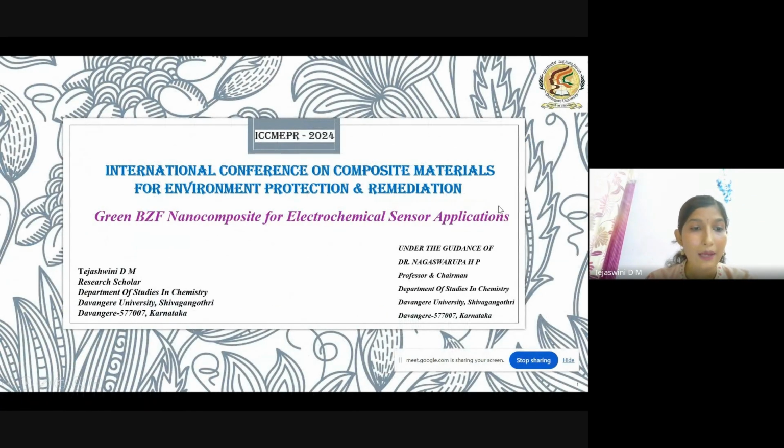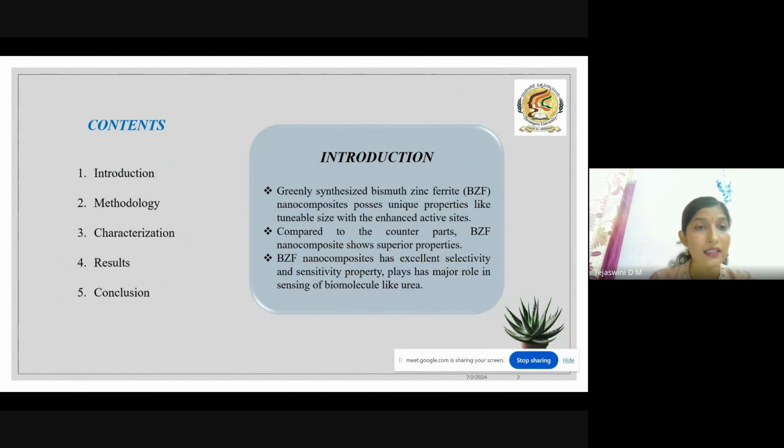Good evening, everyone. I'm Tejashwini D M, research scholar, working under the supervision of Dr. Nagaswarupa HP, Professor and Chairman, Department of Studies in Chemistry, Davangere University, Davangere. Today, I'm here to present my work entitled Green BZF Nanocomposites for Electrochemical Sensor Applications. These are the contents of my presentation as shown in the slide.